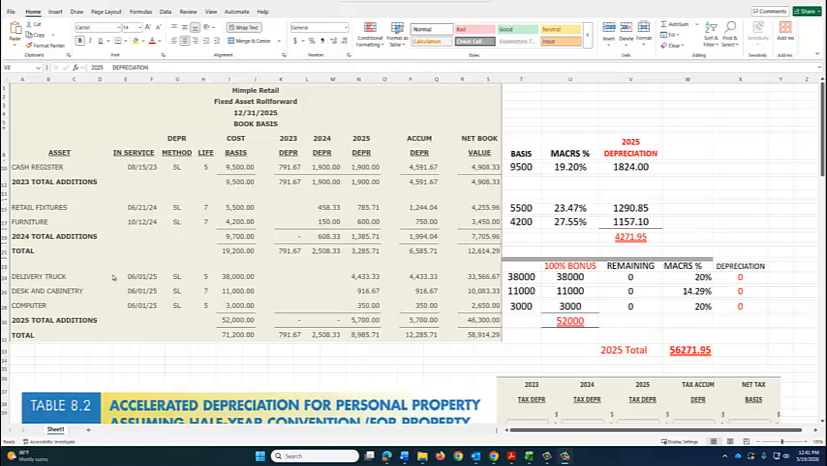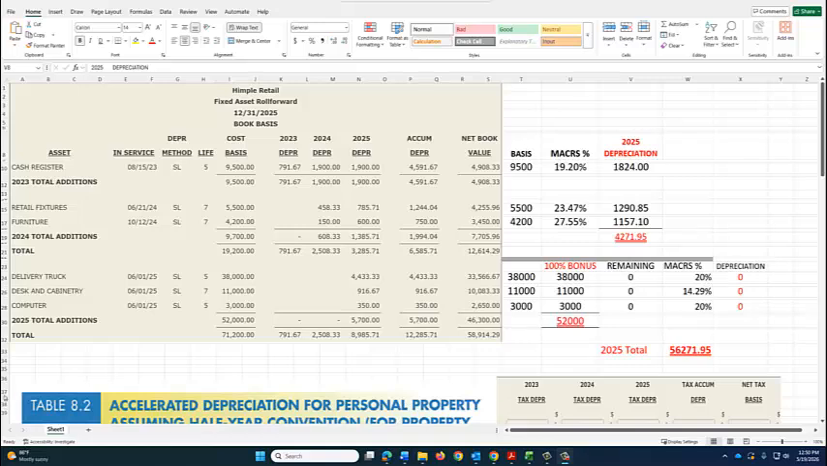MACRS requires that we use the mid-quarter convention if over 40% of the assets acquired were acquired in the 4th quarter. So we've got a total of $9,700 in assets purchased. If we take the $4,200 and divide it by $9,700, that tells us that 43% of our assets purchased in 2024 were purchased in the fourth quarter. Since that is over the 40% limit, then we're going to have to use the mid-quarter convention table.